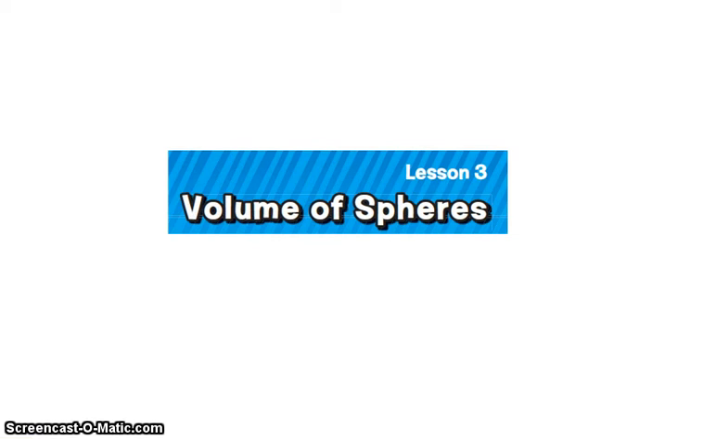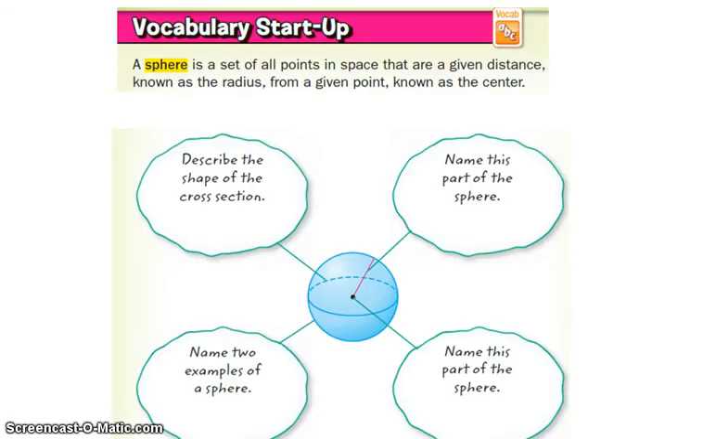Our last and final lesson in volume is dealing with spheres. And the reason we're doing spheres last is because it's kind of special. A sphere doesn't have a base and it doesn't have any faces. So we aren't able to use the volume formula that we've been using, V equals capital B times H. That doesn't work. So we have to figure out a different way to find the volume of a sphere. So let's talk about the definition of a sphere first.